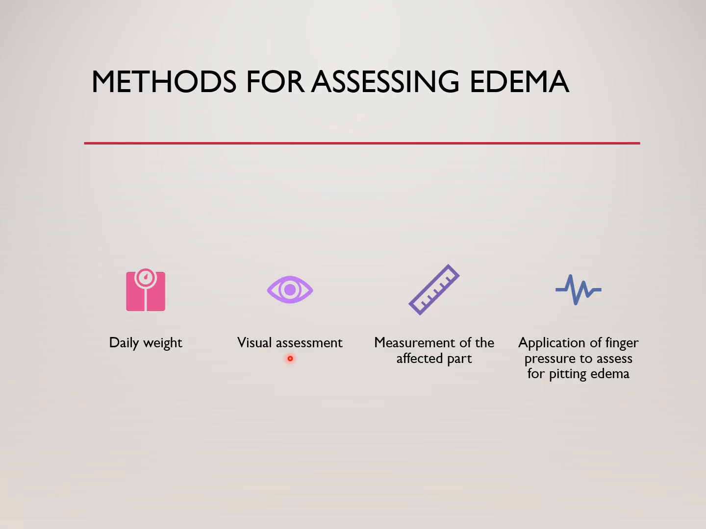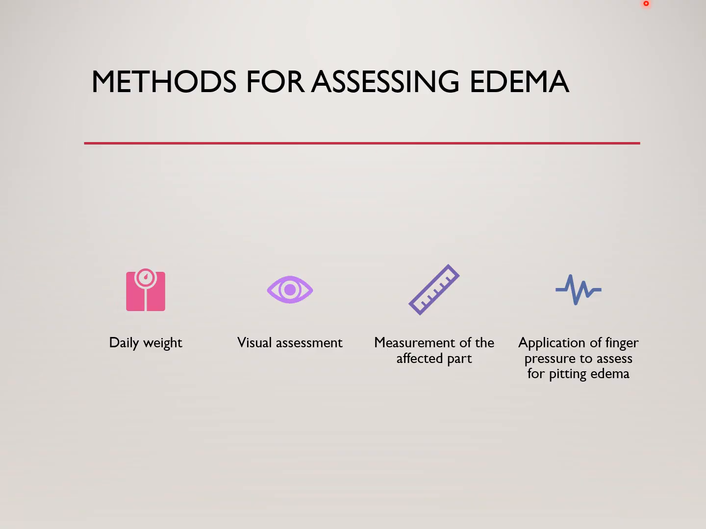Other things are your own visual assessment, your own inspection of your patient looking for overt signs of edema. There's also measurement of affected parts. Sometimes people talk about measuring the girth of the ankle or the fingers to check for edema. And also the application of finger pressure to check for things like pitting edema.